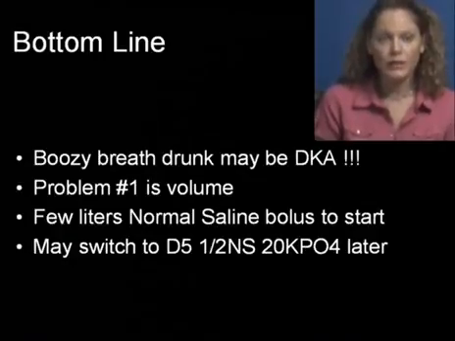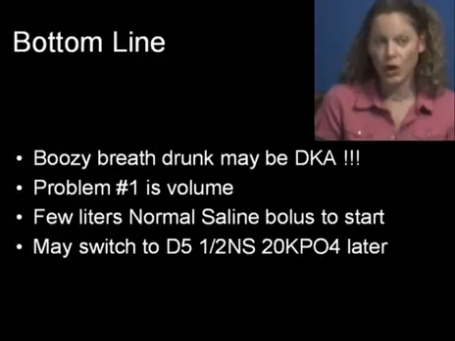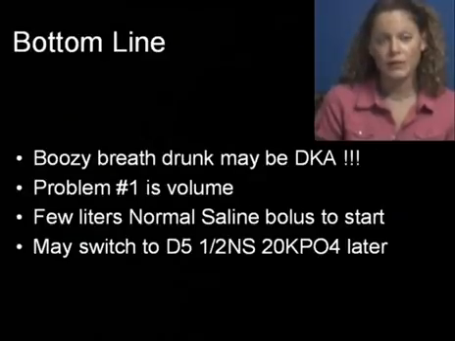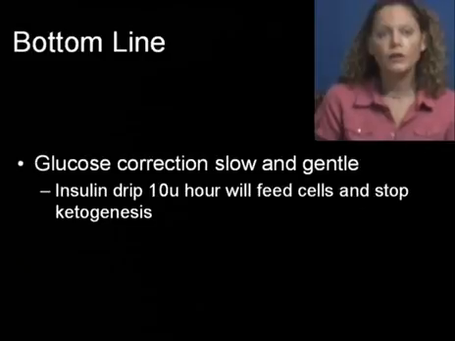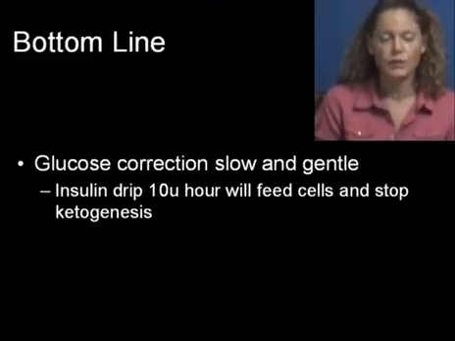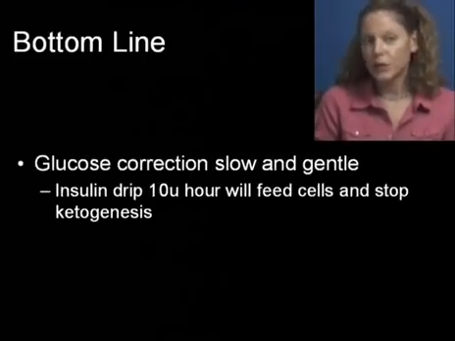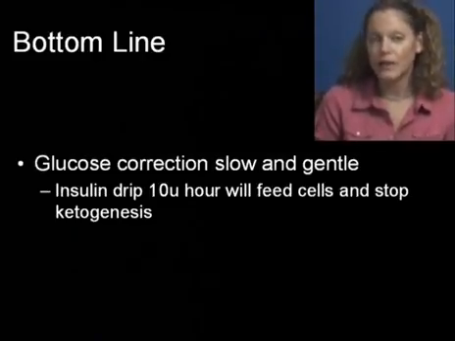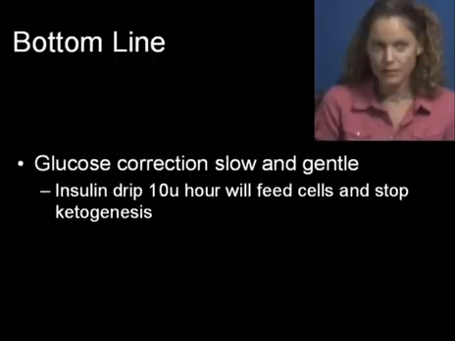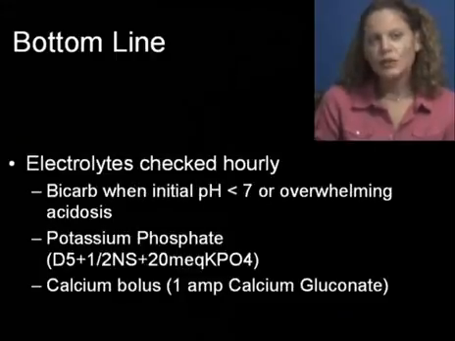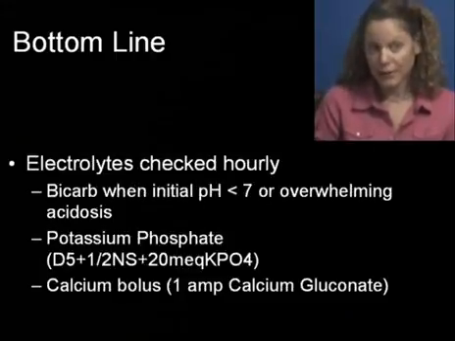Problem number 1 is volume. A few liters of normal saline bolus to start. You may want to switch to D5 and half normal saline with 20 milliequivalents of potassium phosphate later. Glucose correction needs to be slow and gentle. An insulin drip of 10 units an hour will feed the cells and stop the ketogenesis. The electrolytes must be checked hourly.